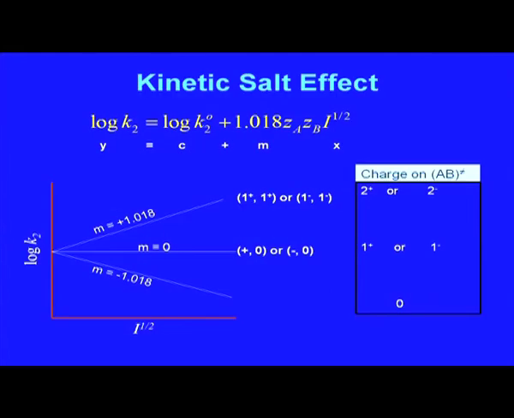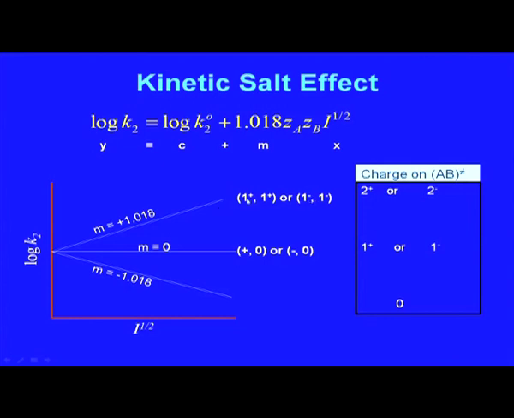So, this is a typical plot showing the salt effect, that log K2 is log K20 plus 1.018 ZA ZB square root of ionic strength, where log K2 is the intercept and m is the slope. When m is equal to plus 1.018, it is a positive slope. When it is minus, it is a negative slope. Okay. For one case, plus 1 or plus 1, or minus 1.